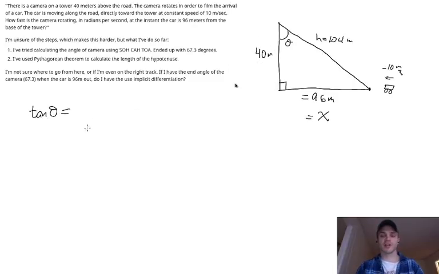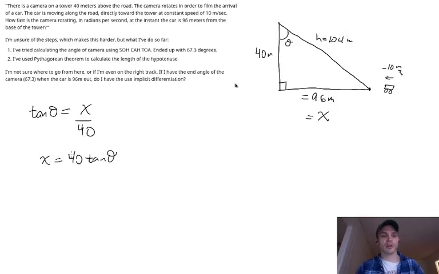40 doesn't change. If 40 changes, then the tower is no longer standing. So it's going to be opposite over adjacent, which is x over 40. Now, I want to do an implicit differentiation on this, so I'm just going to solve for x to make it easier. I'll put 40 over here, so it's going to be x equals 40 tan theta.